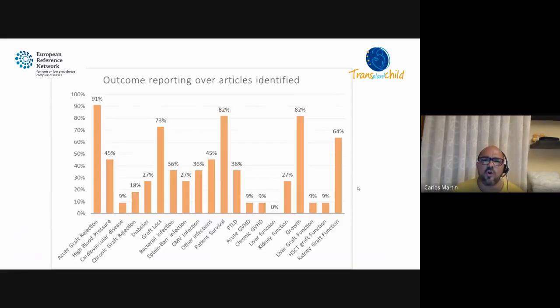In relation to the outcomes, you can see here that the most reported outcomes, over 50%, are acute graft rejection, graft loss, patient survival, growth, and kidney graft function. So we were expecting that patient survival, acute graft rejection, and graft loss were the most reported. But to be fair, we thought that probably more information about the graft versus host disease, PTLD, and some kind of infections would be much more reported. But well, it's not bad at all.